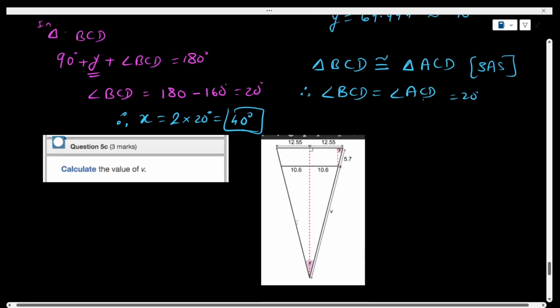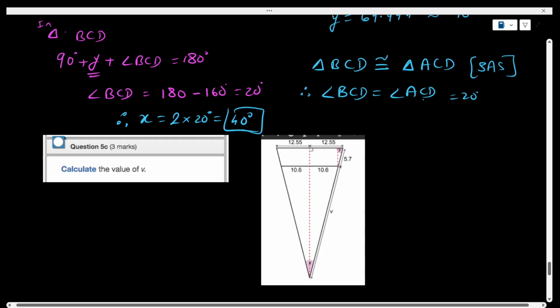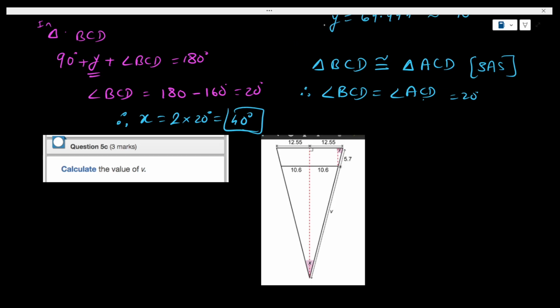Now after that, what is the next part? If you see 5C, it is a 3 marker. We need to calculate the value of V. Now V is nothing but the slant height of the smaller triangle here. Now how to get this one? We already have this part, but we don't have the height, so we need to get this. If this is V, we can take it here.